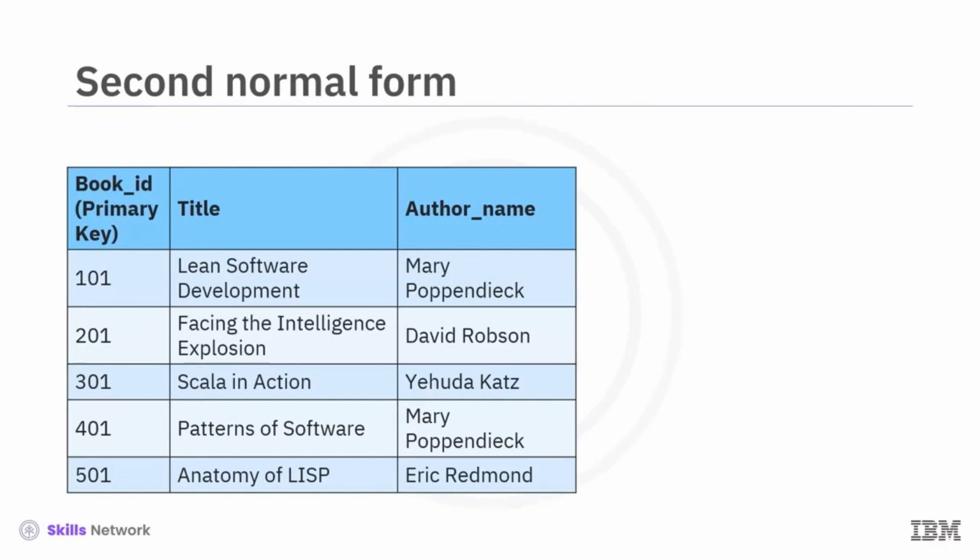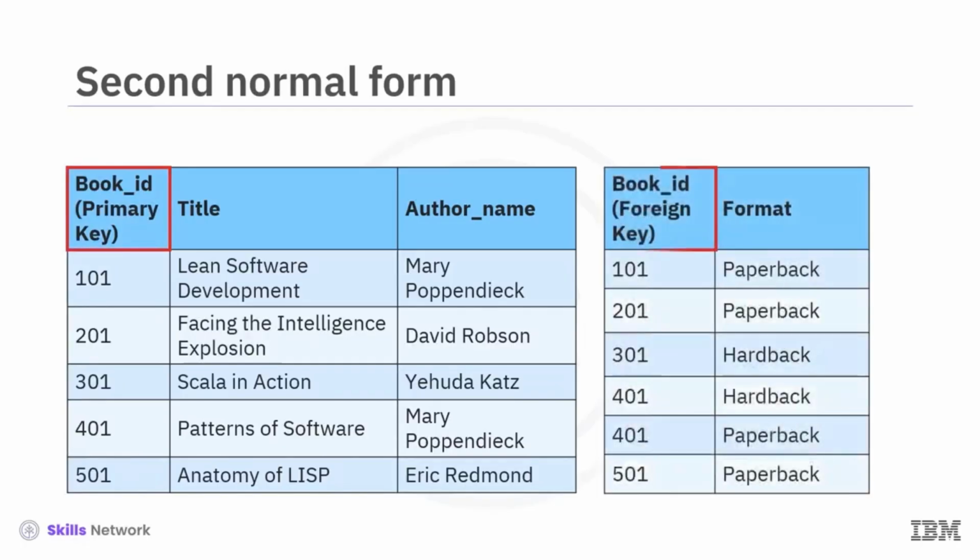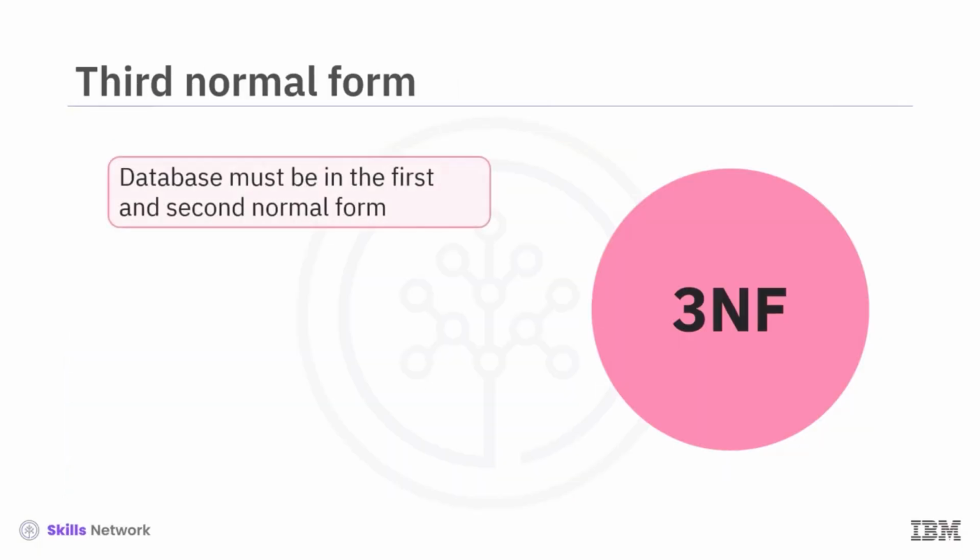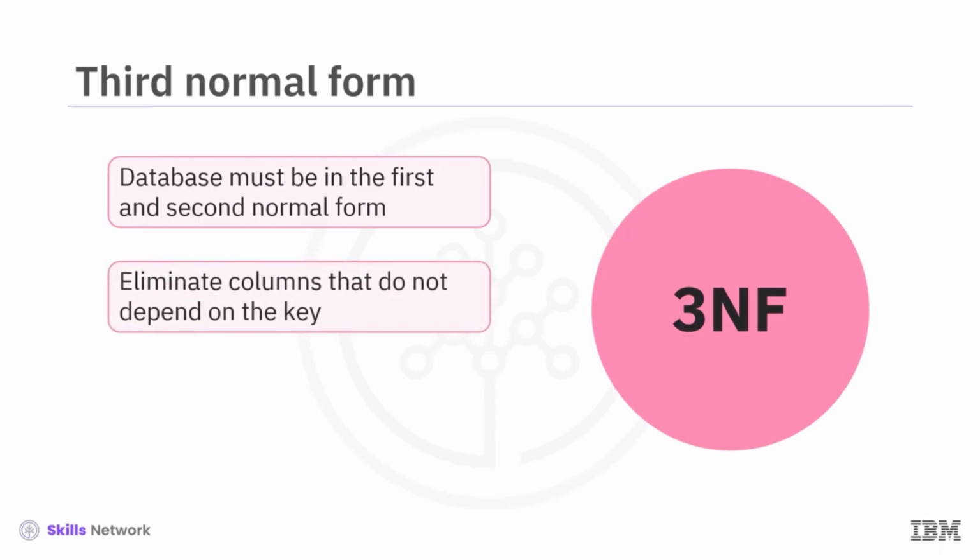In this example, the book ID is unique to each book, so you can make that the primary key in the book table and include it as a foreign key in the format table. Now, you can use it to link between the two tables to find the different formats of each of the unique books. The database must already be in the first and second normal forms to meet the requirements for the third normal form. Next, you must eliminate any columns that do not depend on the key.